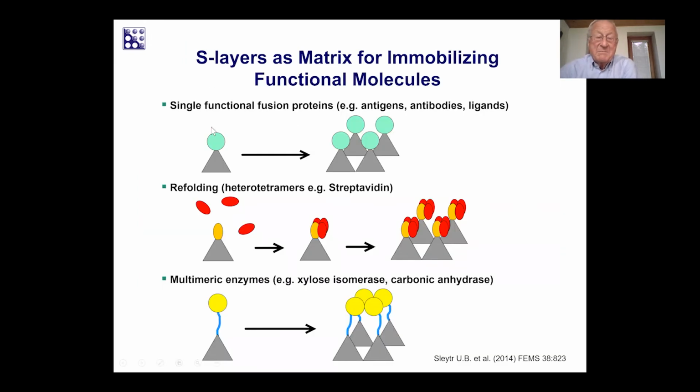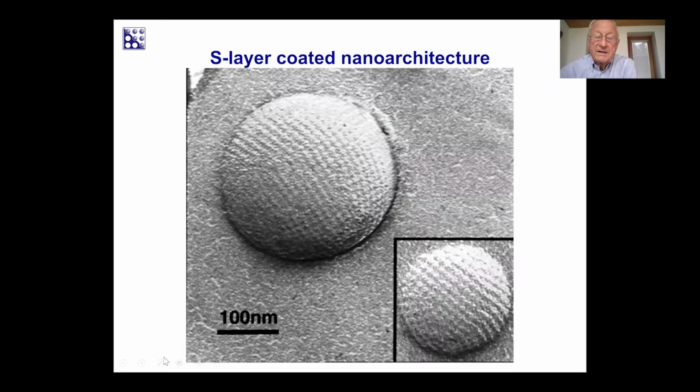This is just summarizing these different ways for generating functional S-layer fusion proteins. This is the single functional S-layer protein. Here we have refolding. This would be the heterotetramer for the streptavidin, what I've shown before in more detail, and the multimeric enzymes, where we immobilize the enzyme with a flexible linker, and the enzyme forms aggregates on top of that.